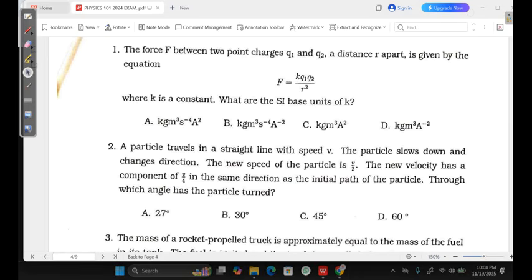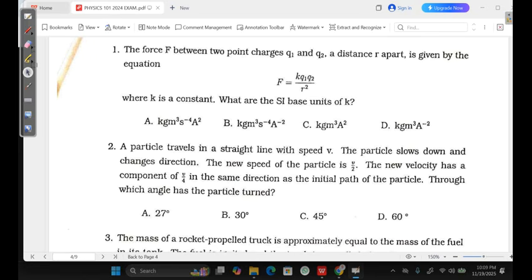So we are going to talk about dimension analysis. We're going to talk about a lot of things, not only dimension analysis, but about physics in general because these questions are combined. But the first question is coming from dimension analysis, and the question goes like this.